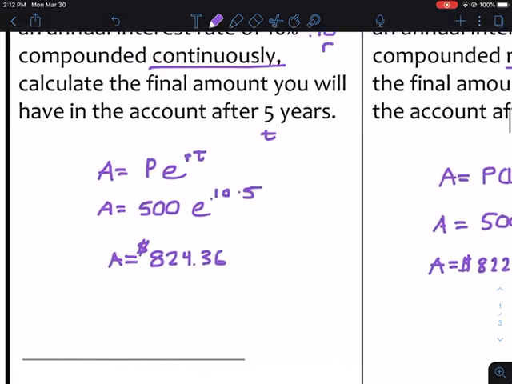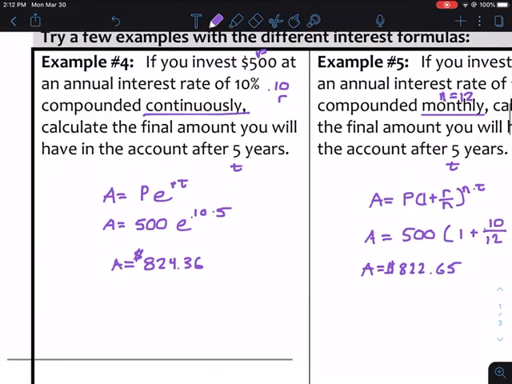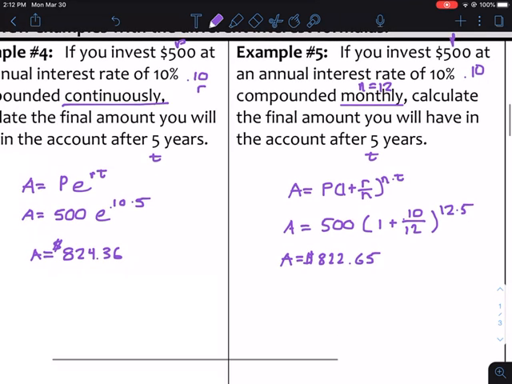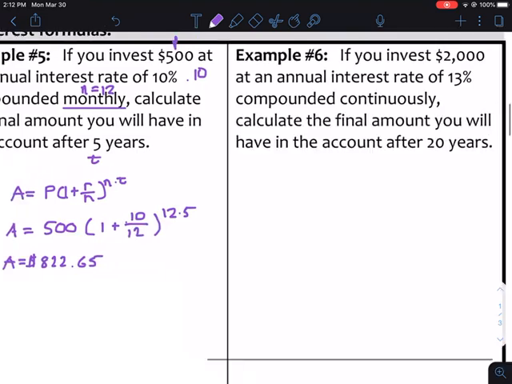Okay, so if we would have compounded continuously, we would have ended up with almost a couple extra bucks. So there is a difference, though, by how often you are compounding it.